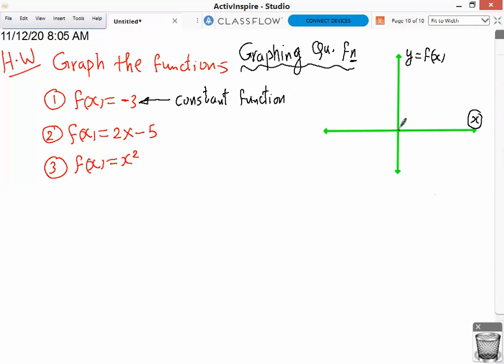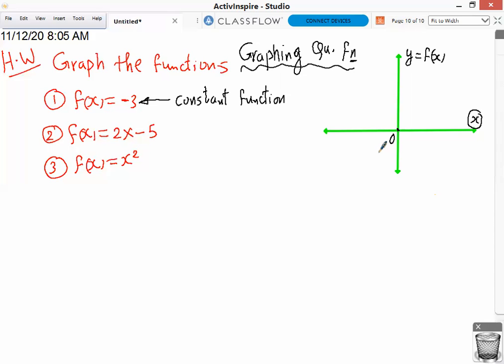Then, I told you before, x means independent variable and y dependent variable. What does it mean? It means y depends on x. If x changes, y must change. That's the meaning.